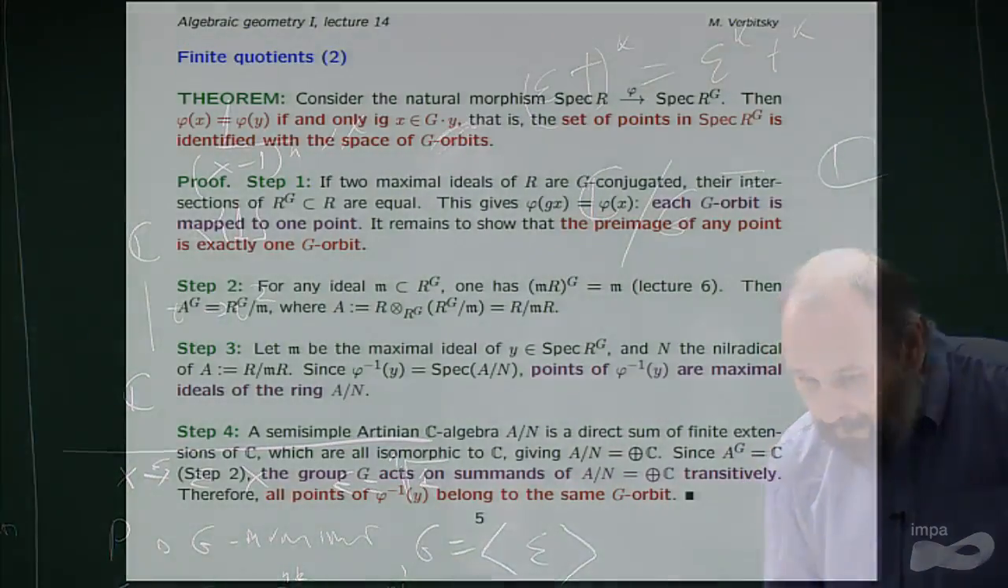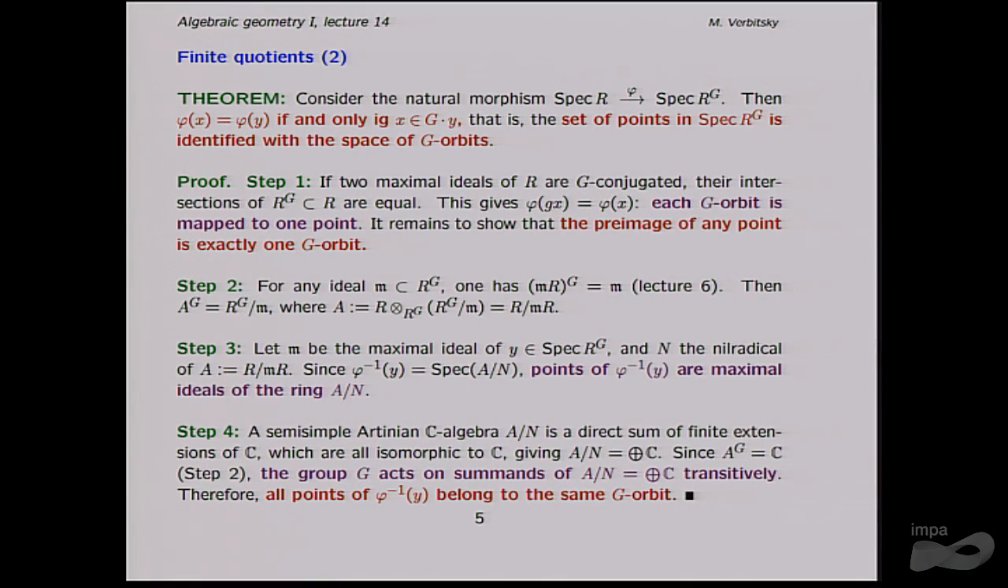Now let's classify the points. Algebraically, points are maximal ideals. Geometrically, points are orbits. We need to prove that they're the same.